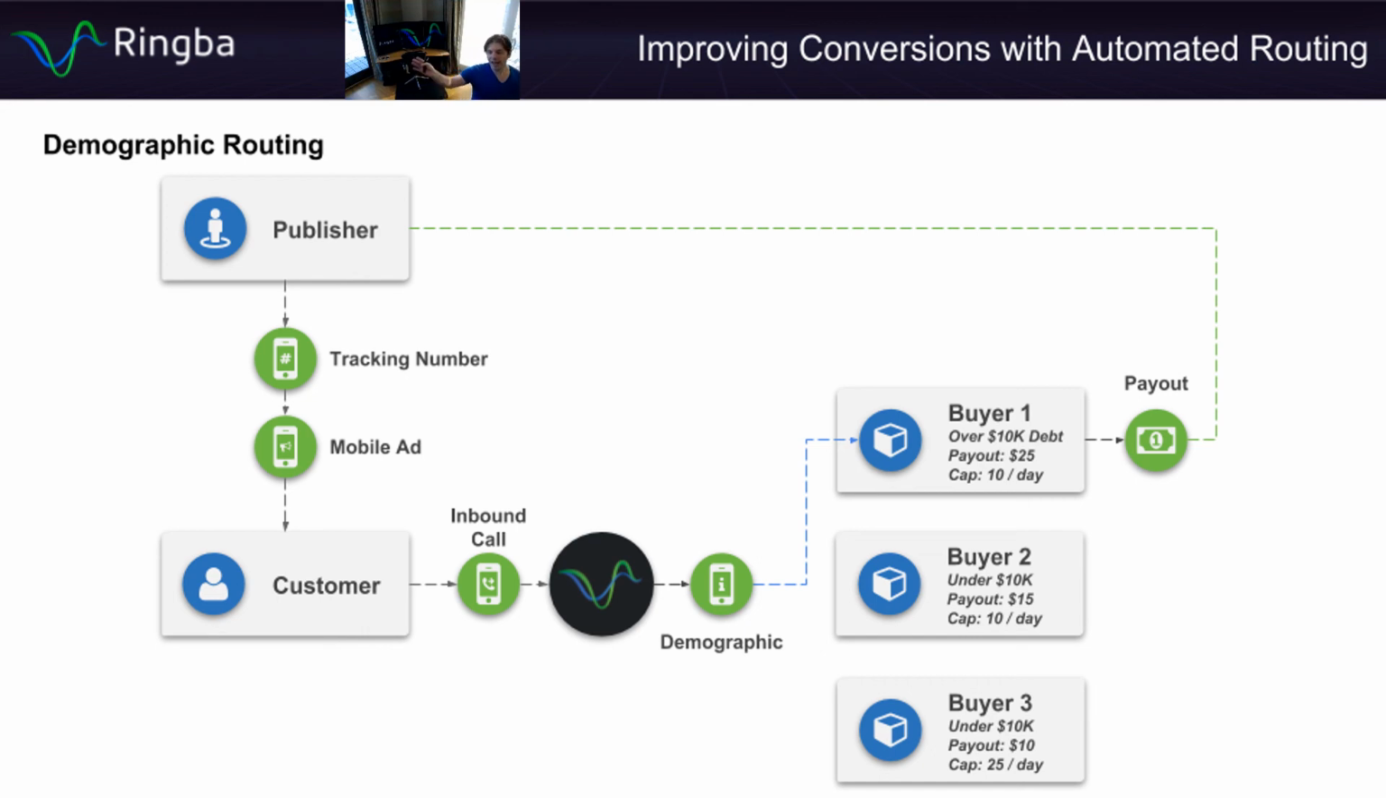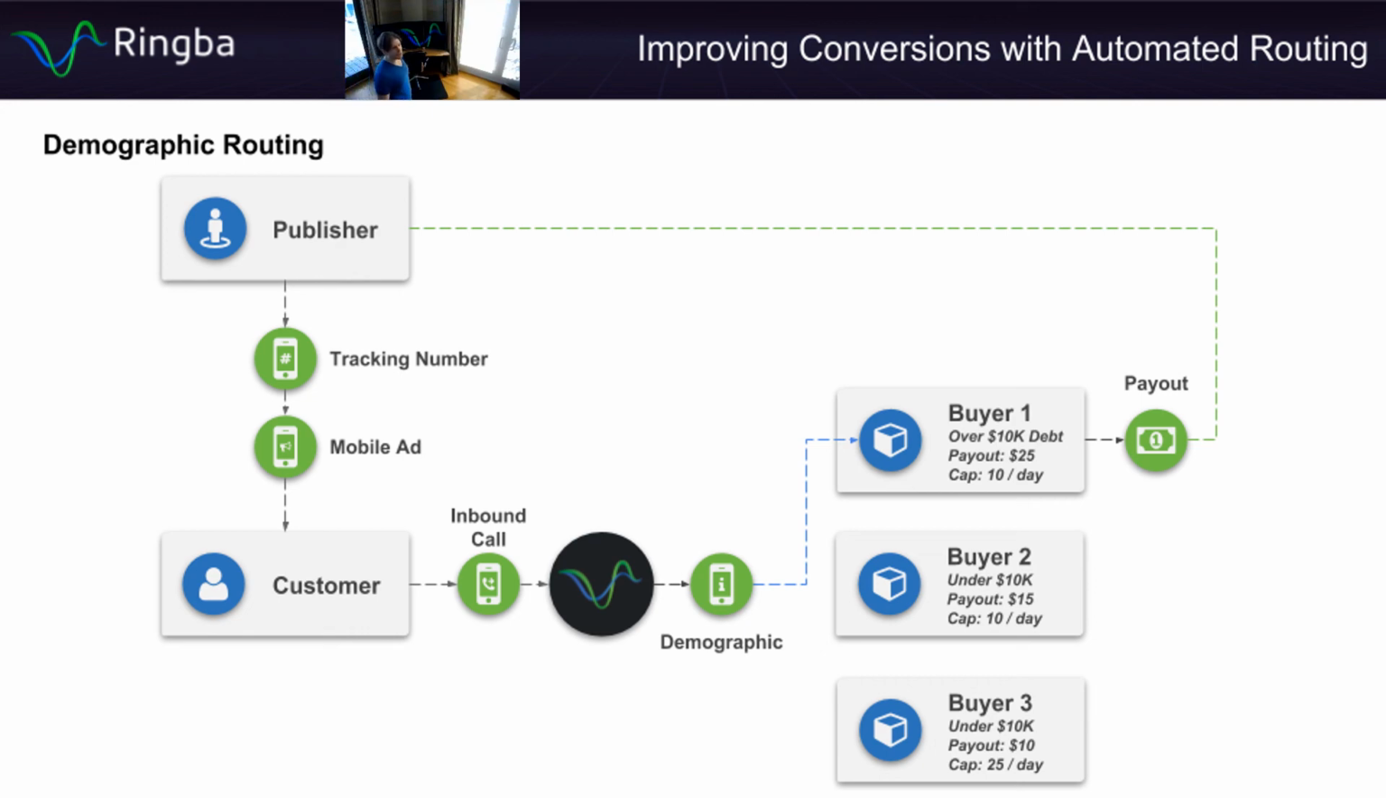Okay, but once they cap out, once they've taken their 10 calls a day, then it automatically gets routed to buyer 3, and we're getting $10 a call. So maybe that breaks even and allows us to keep running the campaign. Maybe $10 a call is still profitable. Whatever the case is, that's how you kind of waterfall your routing in a demographic-based environment.